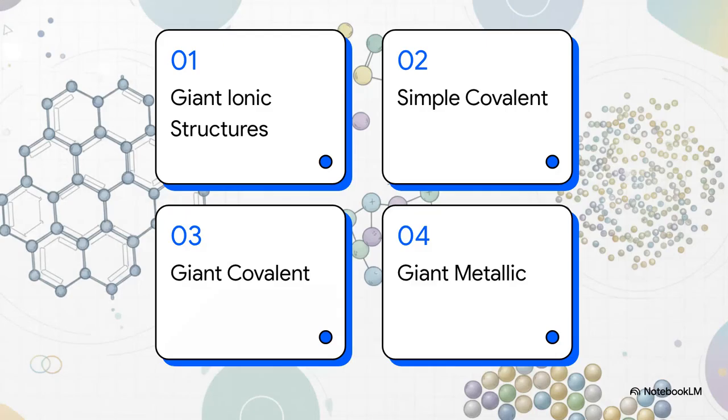Let's jump in. So here's the plan. We're going to tackle these four categories one by one. We'll start with giant ionic, then move to simple covalent, then giant covalent, and we'll wrap up with giant metallic. By the end, you'll see how pretty much everything is held together at the atomic level.